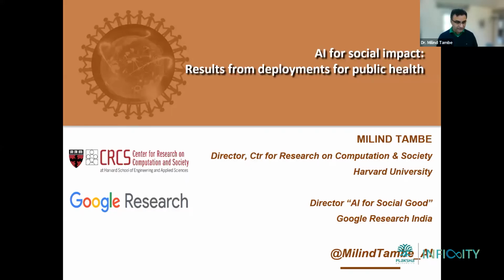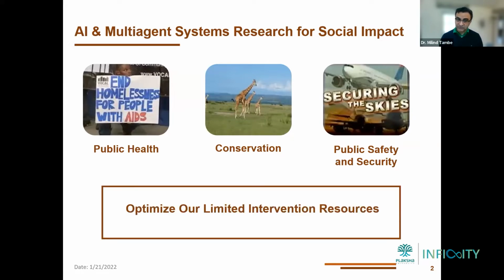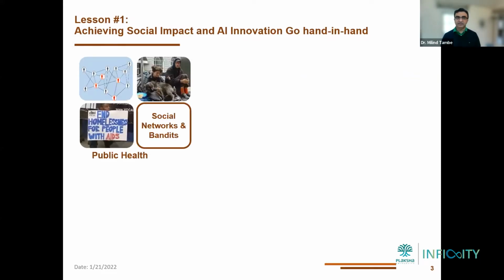So I will just jump right into the topic here. For the past 15 years, me and my research team have focused on using AI and multi-agent systems research for social impact, focusing on topics of public health, conservation, and public safety and security. With the question, how to optimize our limited intervention resources, let me just jump right into one of the lessons we've learned, that achieving social impact and AI innovation go hand in hand.